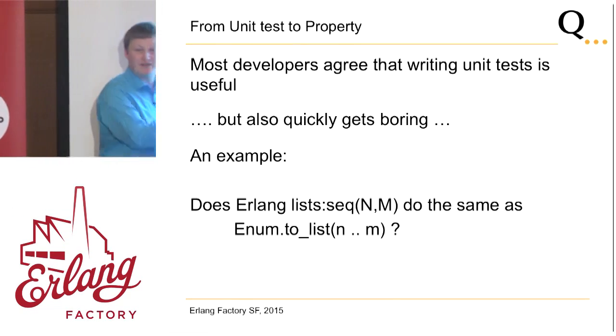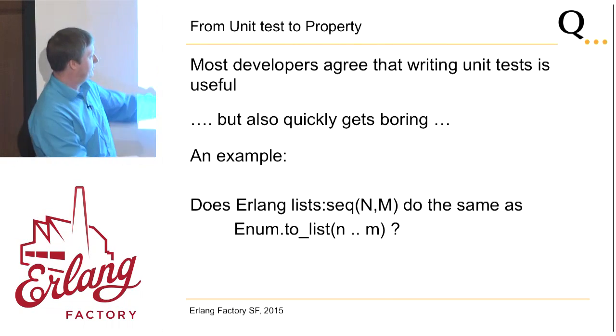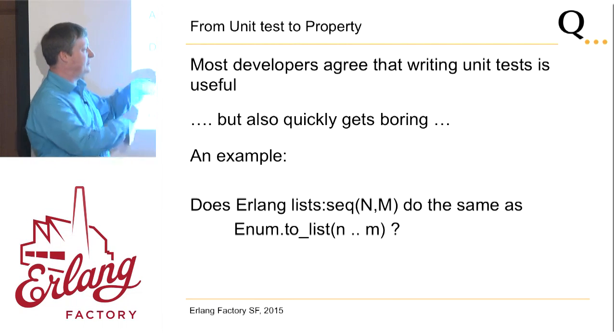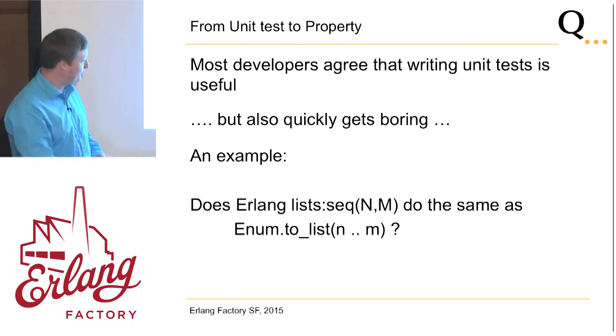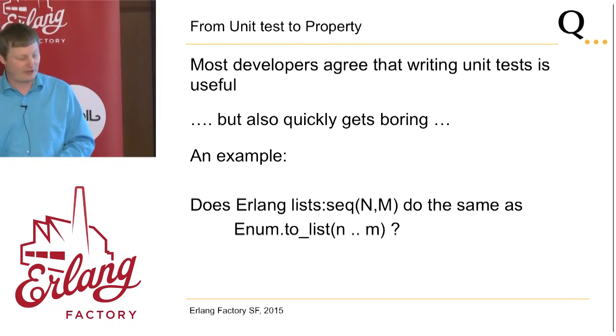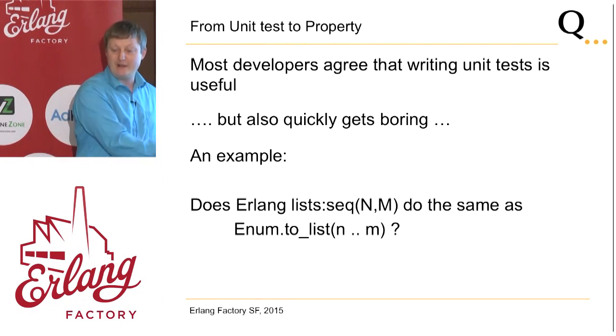This n..m is a list from n to m. Actually it's a collection, so you do a to_list to get a list out of that. Enum.to_list is the function in the Enum module, making a list out of that. So you get the list from n to m. That's the whole idea, and now you want to test that this is the same behavior.